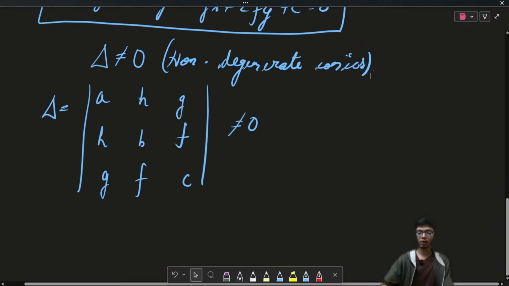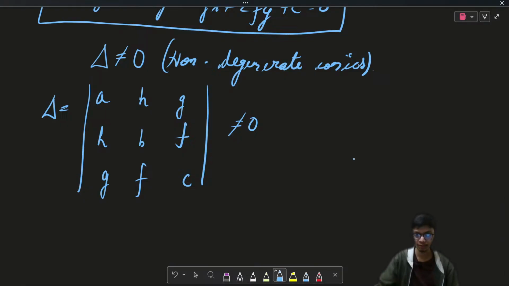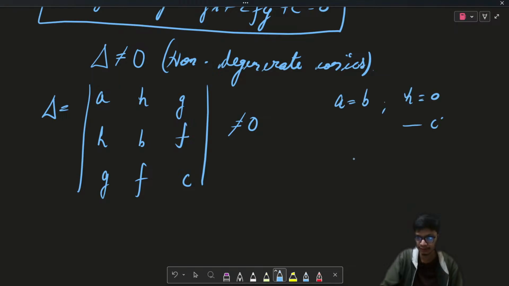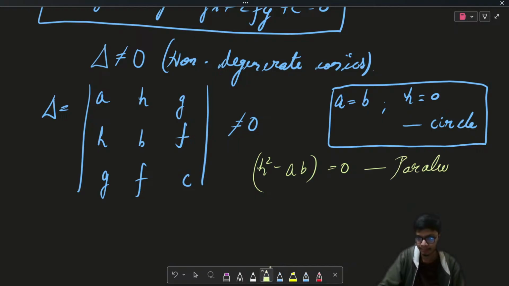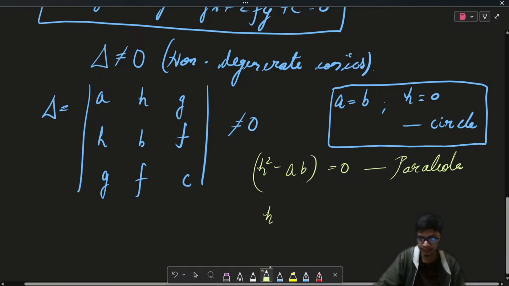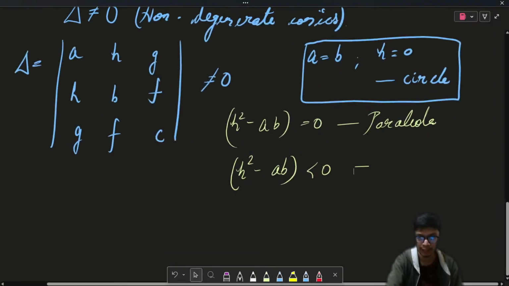Now from here also we have to check the following conditions over here. That is, if I have a equal to b and h equal to 0, then this is the condition for a circle, right? This is what we have discussed in our previous lectures, in the circle lectures, right? Now along with that, if I have h square minus ab equal to 0, then this is the condition for a parabola. And similarly if I have h square minus ab less than 0, then this is the condition for a hyperbola.